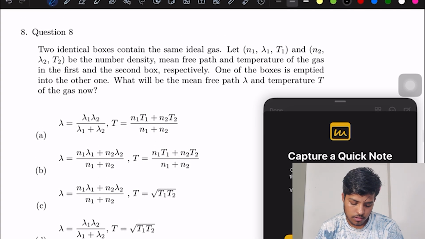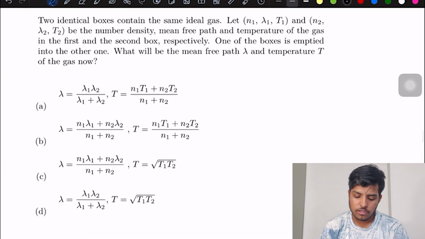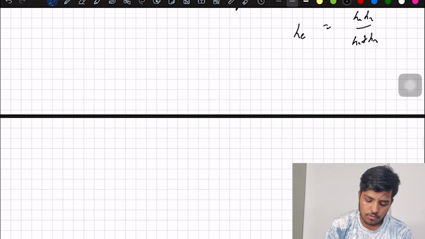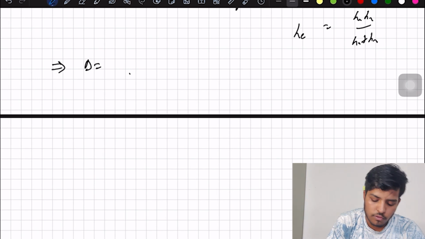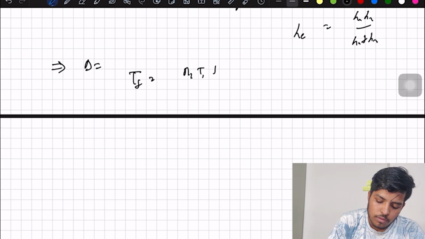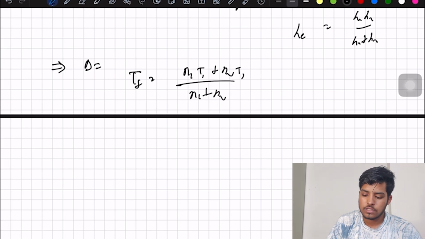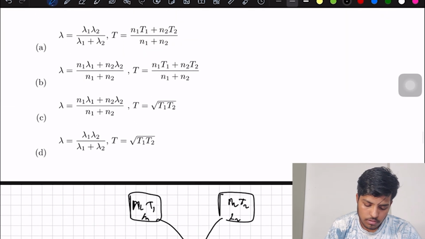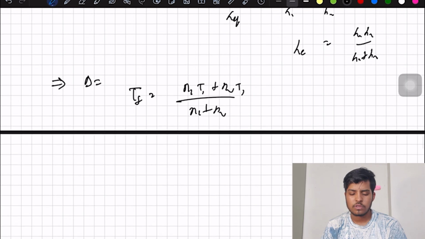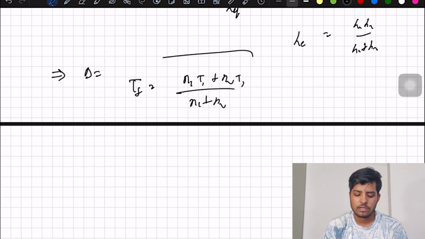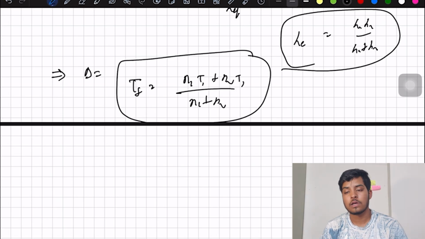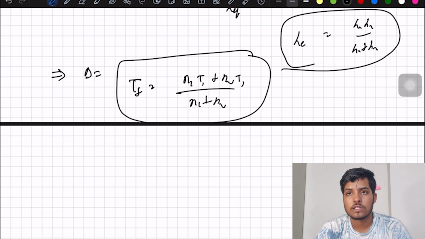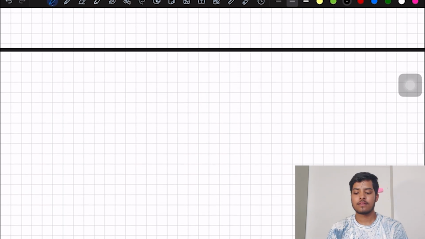So now for the final temperature, we will have to conserve internal energy, and everybody knows the formula: TF equals N1 T1 plus N2 T2 upon N1 plus N2, by internal energy conservation. So option number A is correct. This option was formula based. This formula is very easy, everybody knows that. And this one is the conservation of moles. Everybody should know that lambda is inversely proportional to moles. So it was easy.